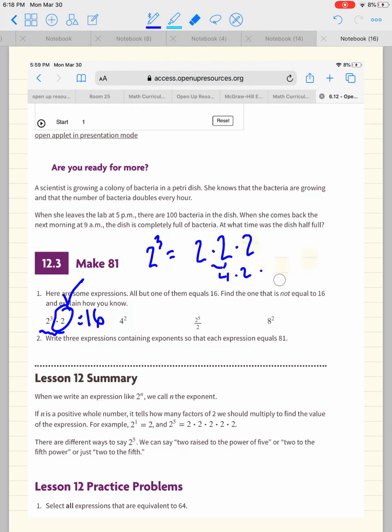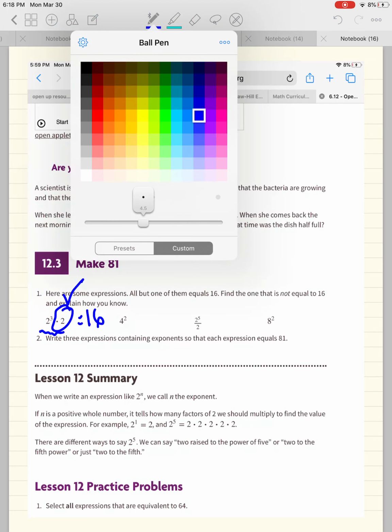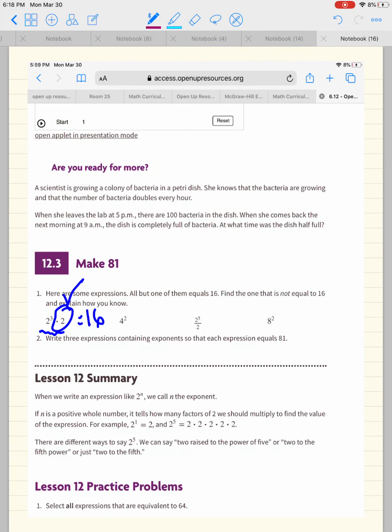Let's look at the second one. Not 4 times 2. Oh, I made the mistake. 4 to the second power, or 4 squared. We've kind of seen that before. 4 squared is the same thing as 4 times itself one time, or 4 times 4. 4 times 4 is equal to 16. So that one works. All right, last one.